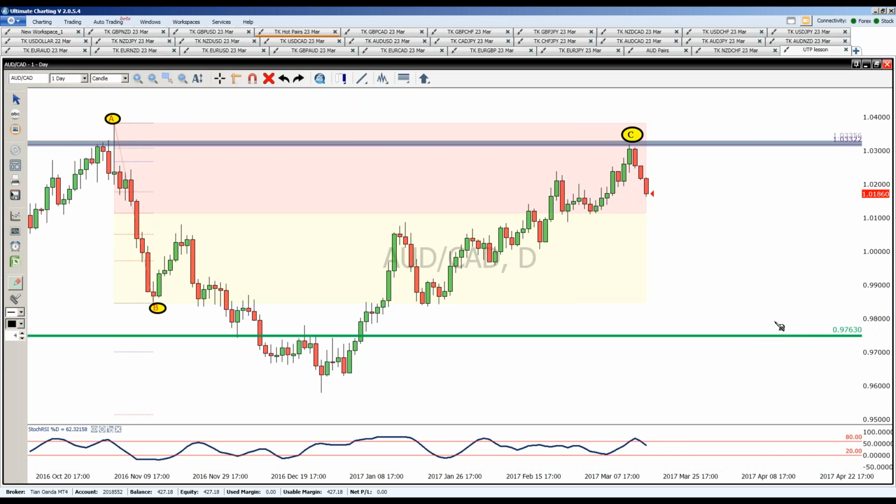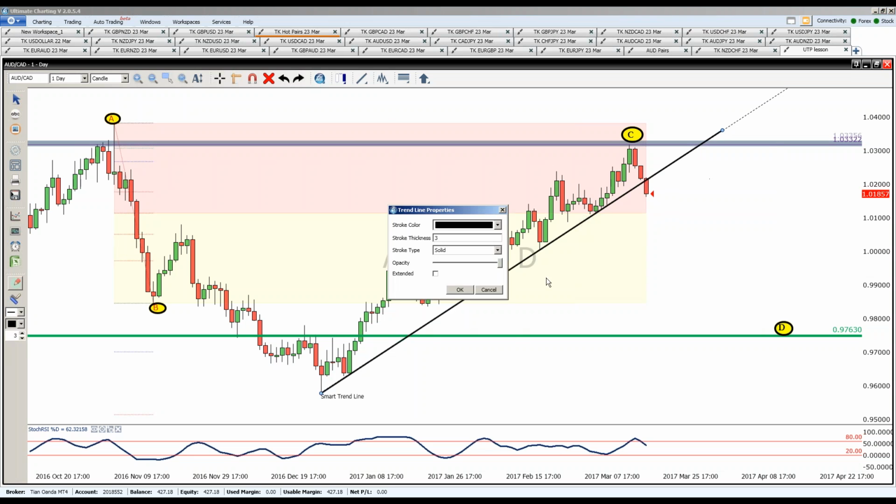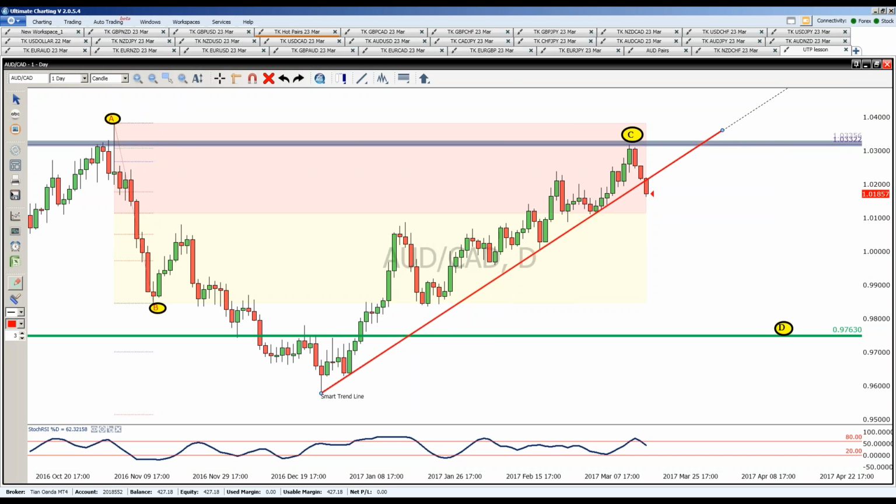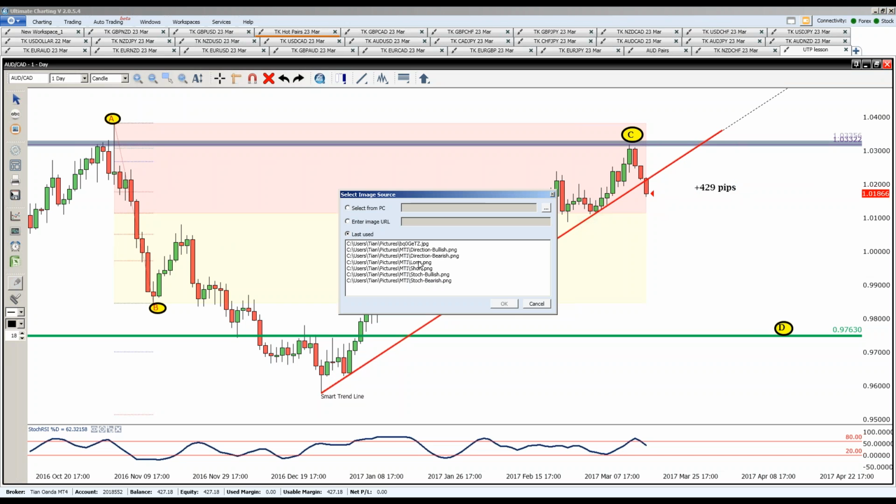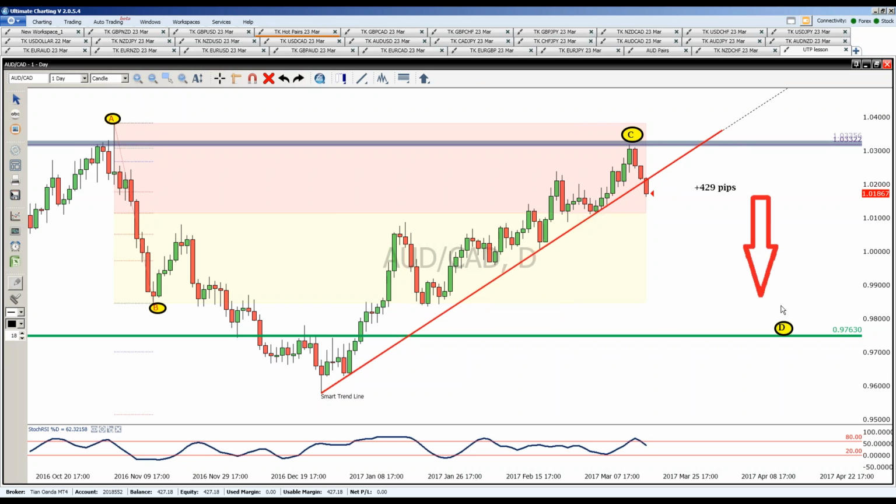And now by the looks of it, we are heading from the C to the D. The reason I say that is because the market has just broken a counter trend line to the downside, confirming that we are heading from the C to the D. This is a down push zone, and this will be downside potential for the next 429 pips.